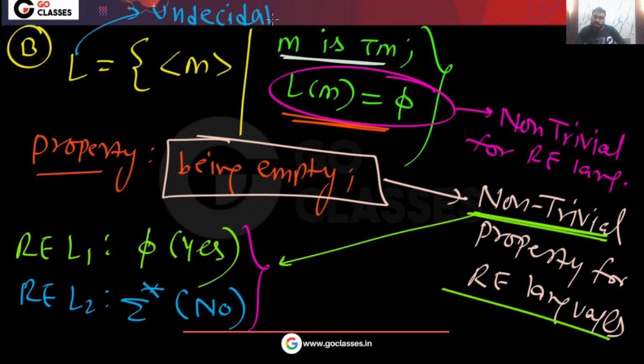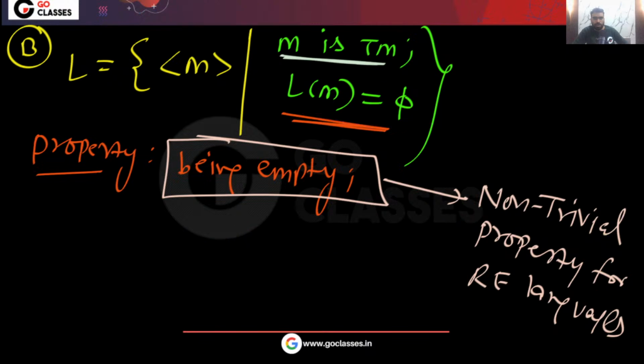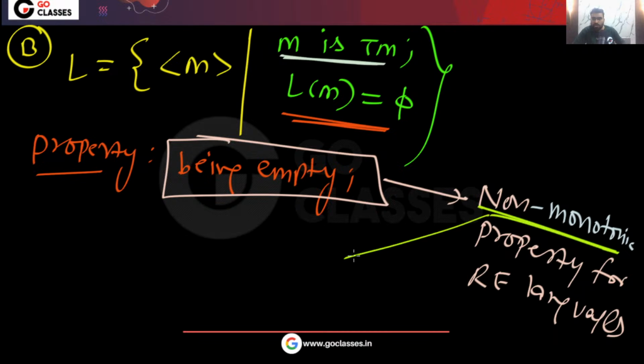This L will be undecidable. Is this clear? What about monotonic, non-monotonic? So this property is non-monotonic. Why is this property non-monotonic? What is the reason for non-monotonic?